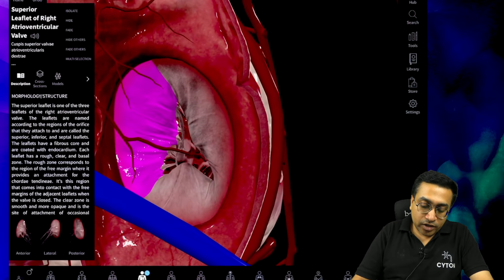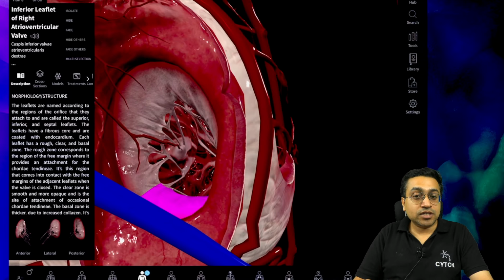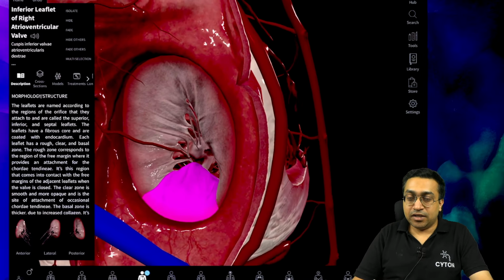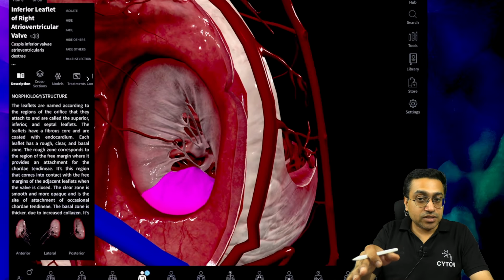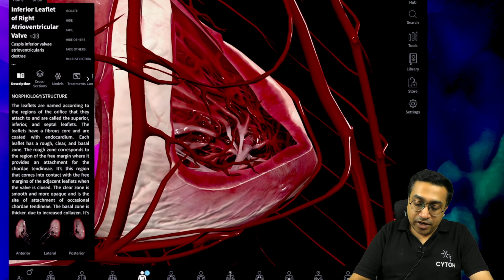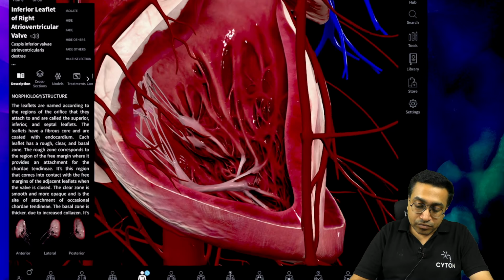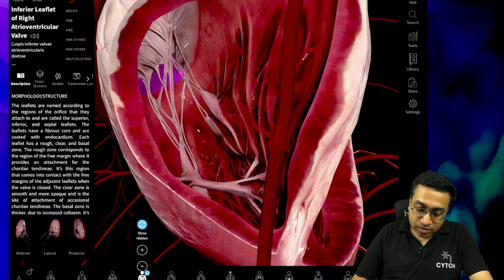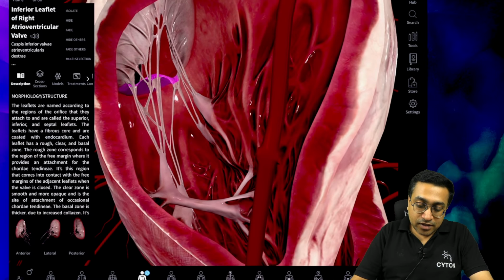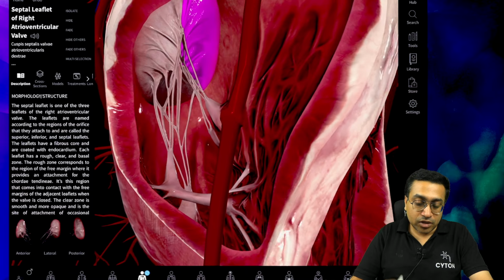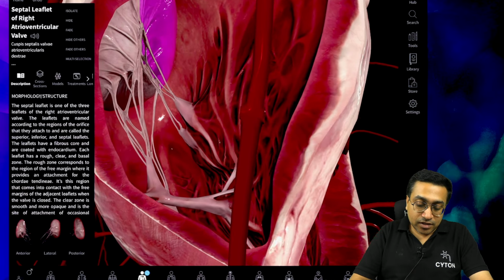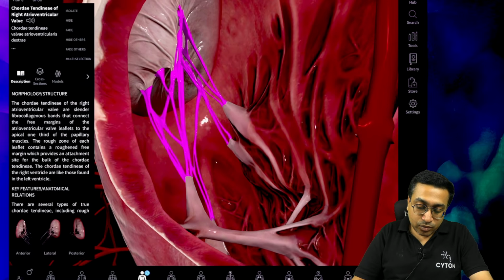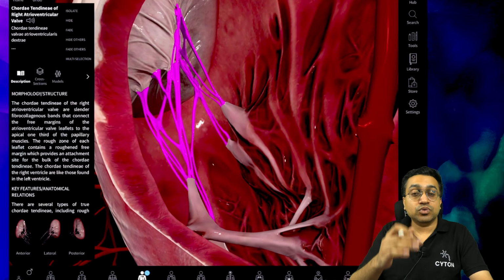If you can see 1, 2 and 3, there are 3 cusps of this valve. We will talk about that when we discuss the heart in detail. And then the blood rushes into the right ventricle. All right, and here you can see a lot of things. Let me remove one more layer. Here you can see these cusps which were shown from the other side, and you can see the wire-like structures which are connecting the cusps to the muscles.